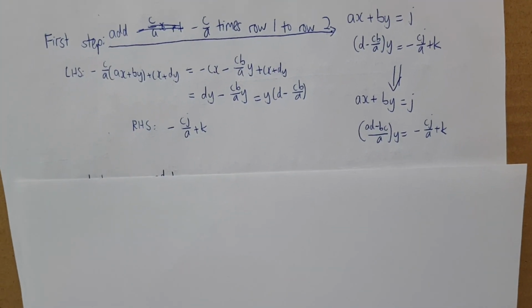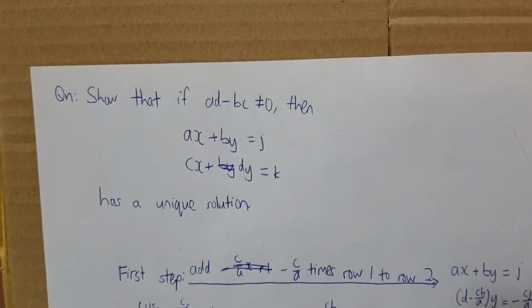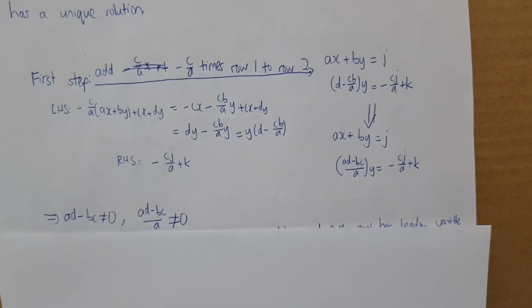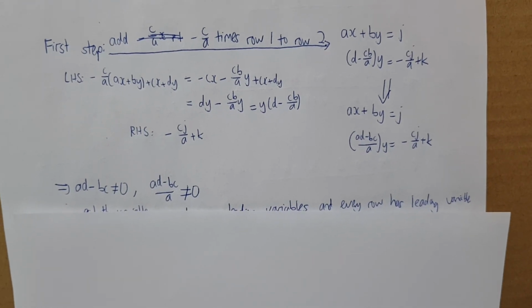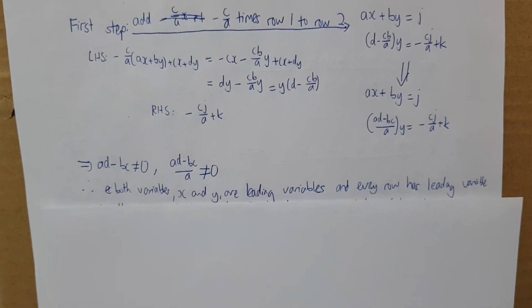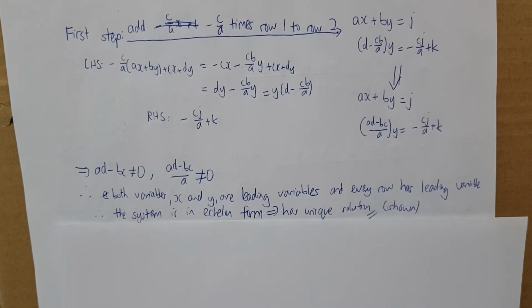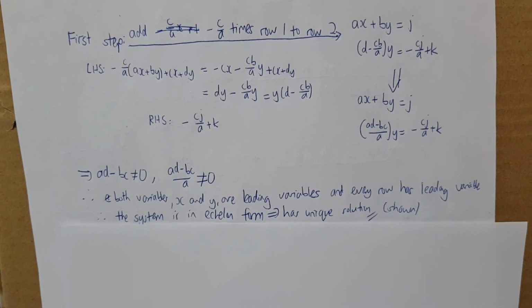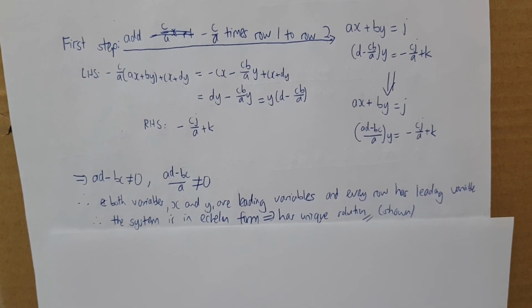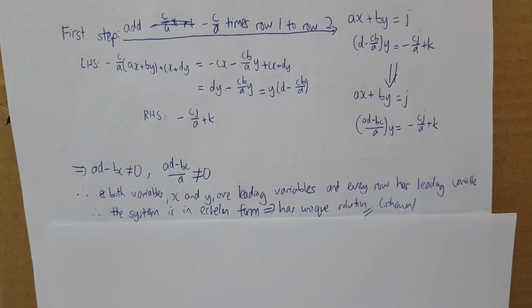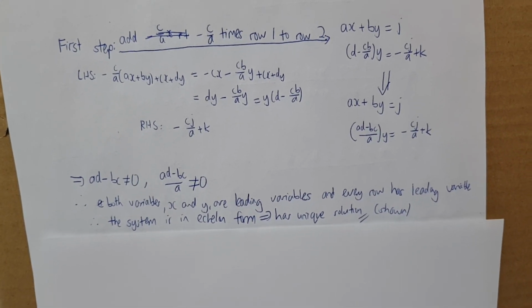However, you notice, we are given this form, AD minus BC, and this. So hence, we manipulate. If AD minus BC is not equal to 0, hence AD minus BC over A is not equal to 0. Hence, since both variables x and y are leading variables, and every row has a leading variable, and the system is in echelon form, therefore it has a unique solution. Yes, that's all. So I guess this lecture is not very direct.